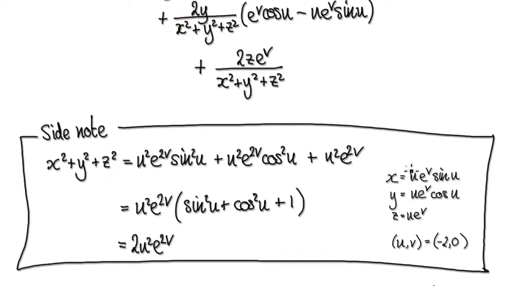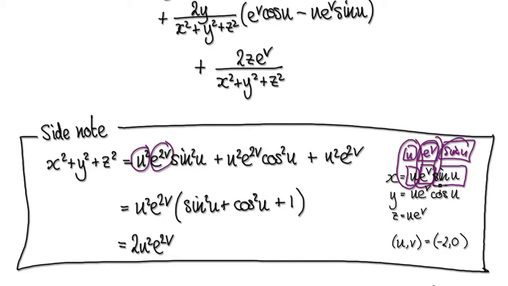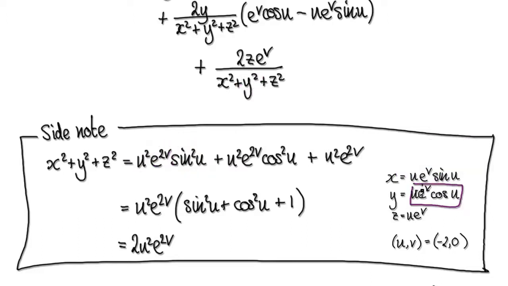So when you square this, you've got one block multiplying with this block multiplying with this block. When you square it, hang on, you're multiplying it by its exact same self. So that would be this. That would be u squared, and then that would be e to the power 2v, and then that would be sine squared. So that would then give you this. And when it comes to y squared, well, y squared would then give you this thing here, and then z squared would then give you this thing here.